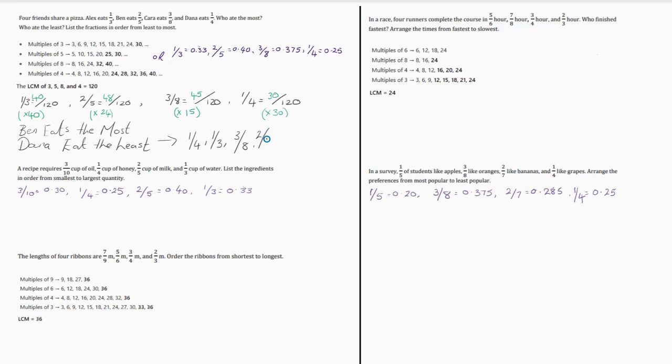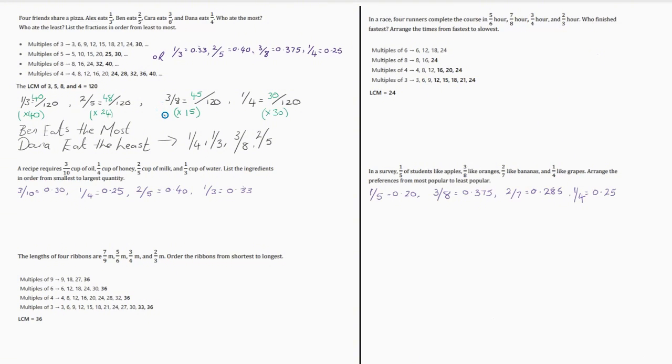So there you have it. You've answered all 3 questions. Ben eats the most, Dana eats the least, and then you order the fractions from least to most. Now, if that was too complicated, even if you can manage doing the conversions, whichever way you choose, that's a point. So don't give up on it. Pick out the bits you think you can do, okay?